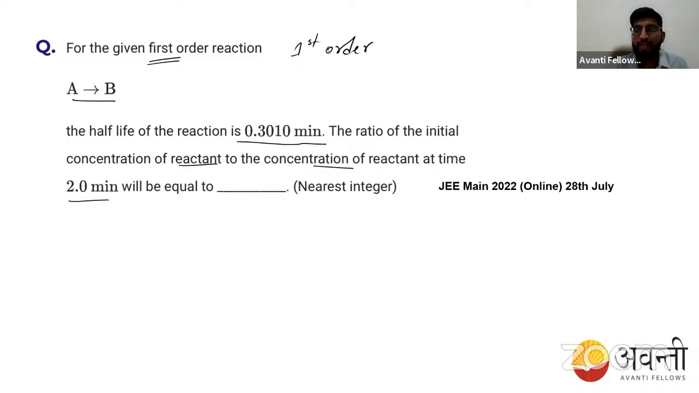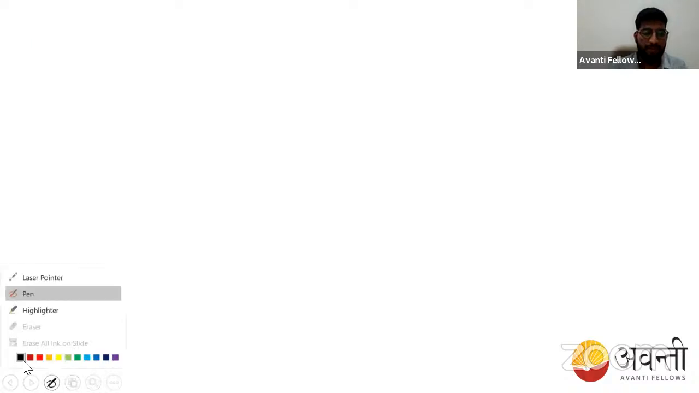So this is a very simple question. They have given the half-life, and we have to find out the ratio of the initial concentration of the reactant and the concentration left at 2 minutes. When the reaction proceeds, it will move towards 2 minutes, and we have to calculate the ratio of the initial concentration of reactant and the concentration at time 2 minutes. So let's try.